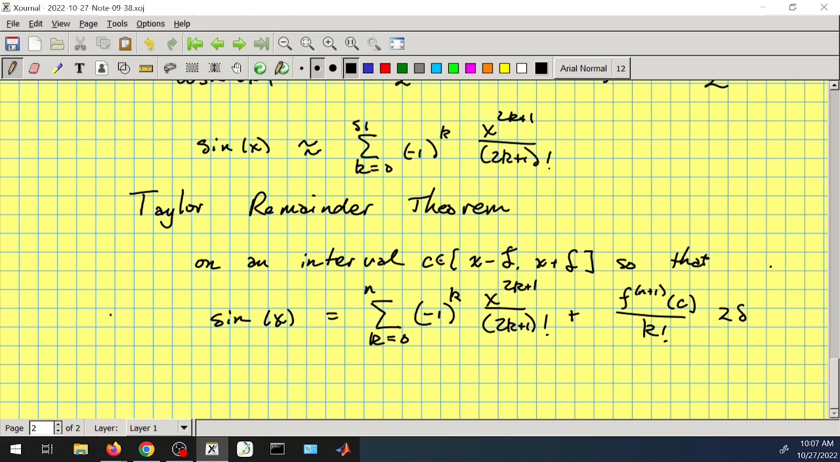But you replace this value, the n plus first derivative of f at c, with the maximum of the n plus first derivative on the interval from x minus delta to x plus delta. That gives you a slightly bigger error. But for an error bound, being slightly bigger is okay, because if the slightly bigger one is fine, then the real one's fine, right?